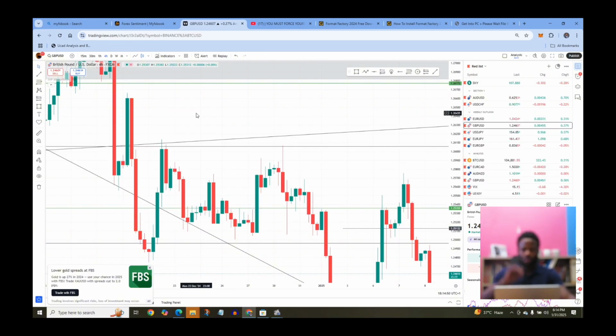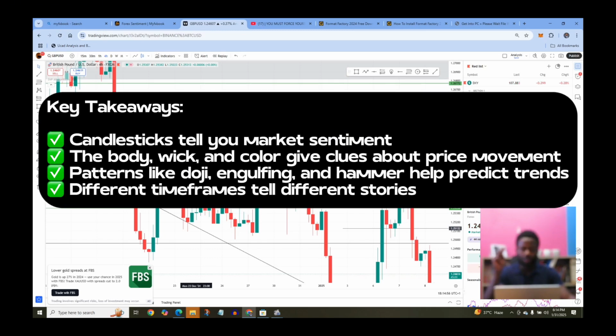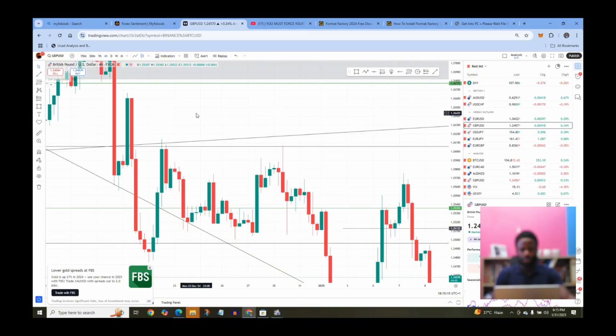All right, so I want you to take this home. Number 1, candlesticks tell you market sentiment. Number 2, the body, wick and color give clues about price movement. Number 3, patterns like doji, engulfing or hammer help you predict trends. And lastly, different time frames tell different stories.